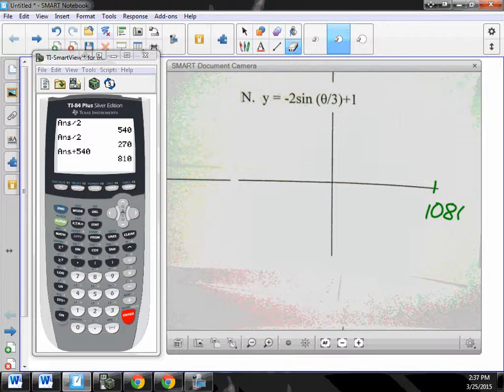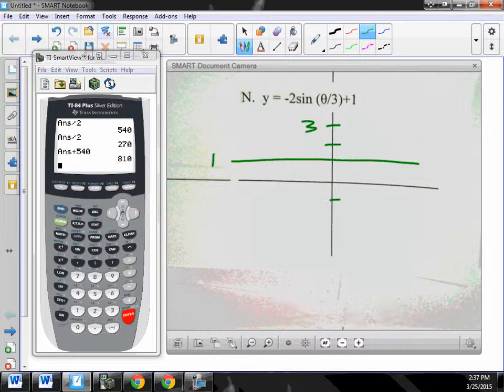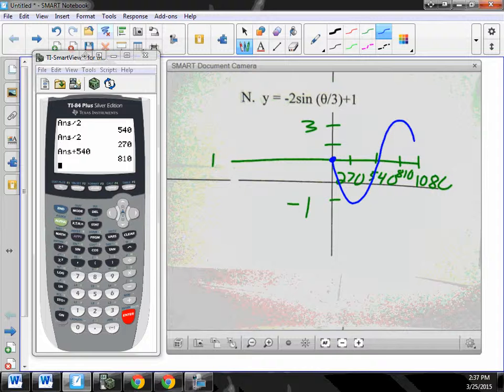Oh, but wait a minute. Where's the center line? Center line is up here at 1. Where's the maximum? At 3. Where's the minimum? -1. So the period ends at 1080. So the halfway mark would be 540. The 1/4 mark would be 270. And the 3/4 mark is 810. And it's a negative sign. So middle, bottom, middle, top, middle.